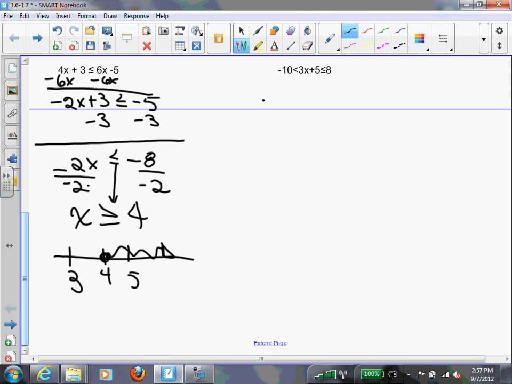Well, how do I graph x is greater than or equal to 4? Which direction am I going to go? That's what I'm doing. Yeah.